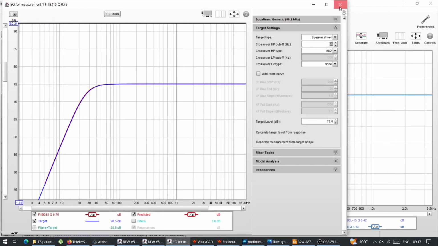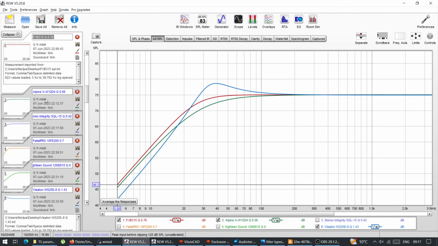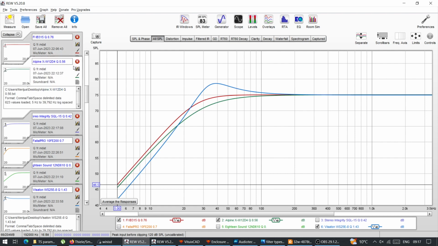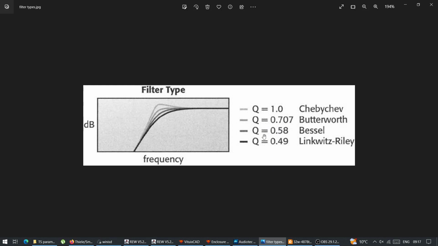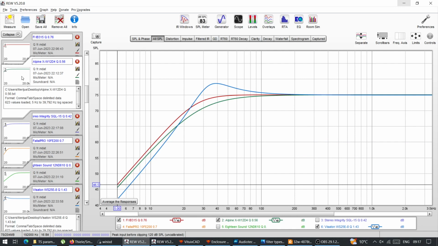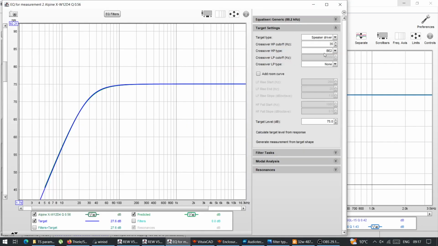See? And if I take another one, for example, Alpine. So Alpine has a Q of 0.56. If we have a look at this, 0.56 is very close to Bessel, 0.58. So in theory, Alpine should match a Bessel crossover. Let's have a look. Alpine EQ, Bessel. So if I change this to 3, it changes. Bessel 12 dB, a slightly different frequency, 35 hertz, but it matches perfectly.